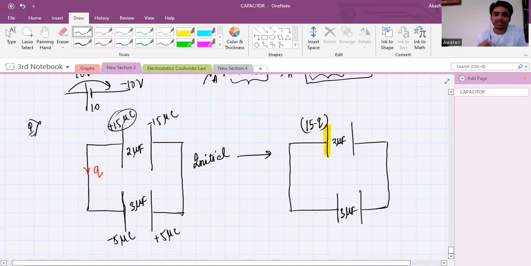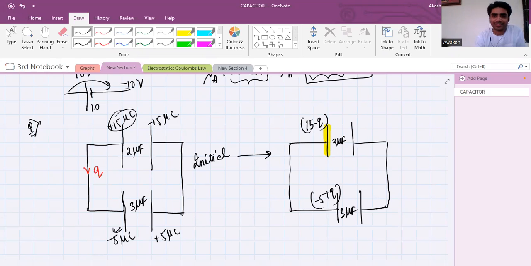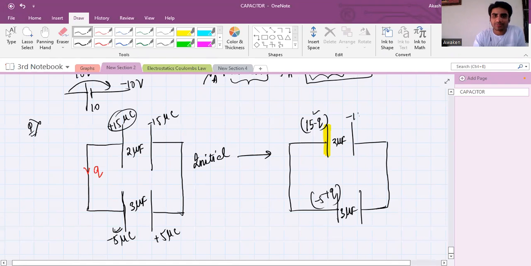Q is arriving. How much will be there? Minus 5 plus Q, right or wrong? Minus 5 is already there. Q has arrived, so just add: minus 5 plus Q. Yes, sir. Calculations are left. Now if this is 15 minus Q, this will be minus of whatever is there. It is a capacitor, so it has to be negative. Simple, done. Right or wrong?